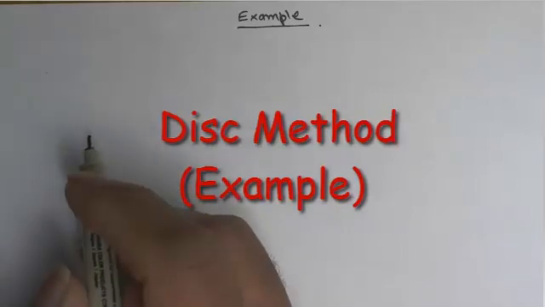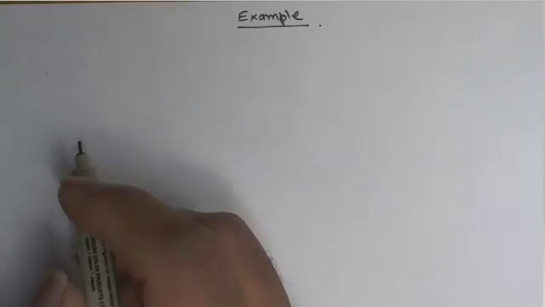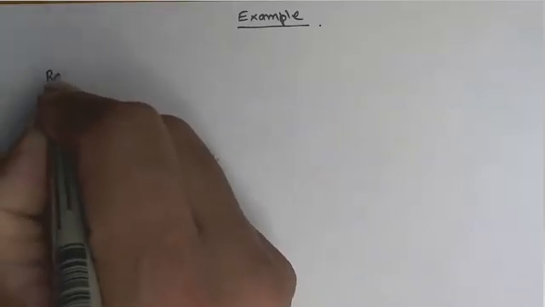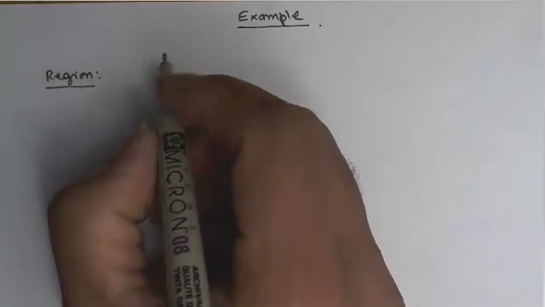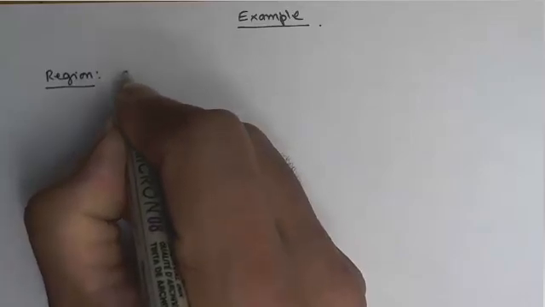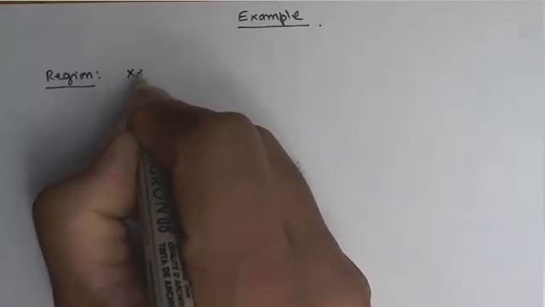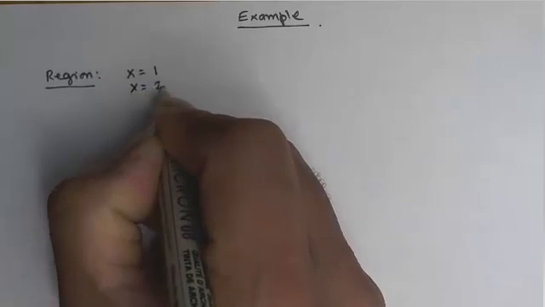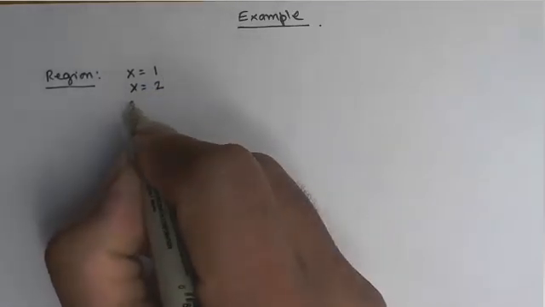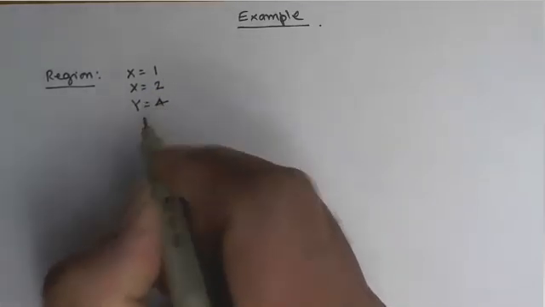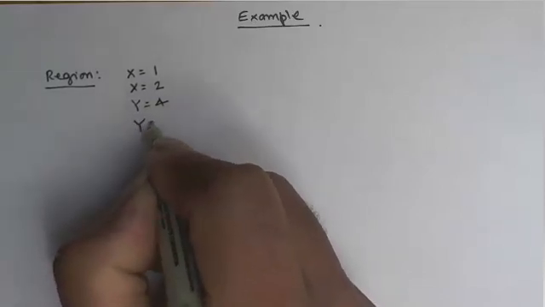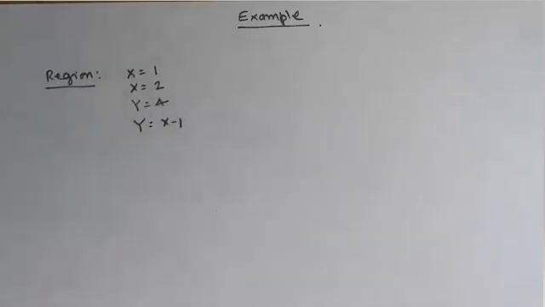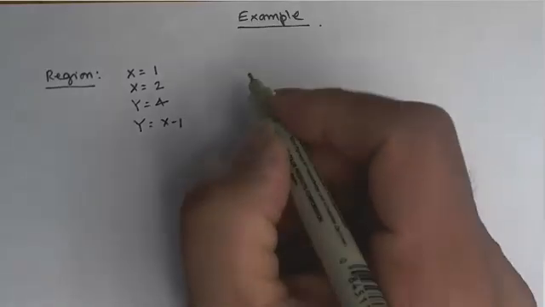Alright, one more example. This is a little bit more complicated. So in this case, the region is defined by, its boundaries are given by x equal to 1, x equal to 2, say y equal to 4, and the graph of the equation y equals x minus 1. And I'm gonna try and rotate this.